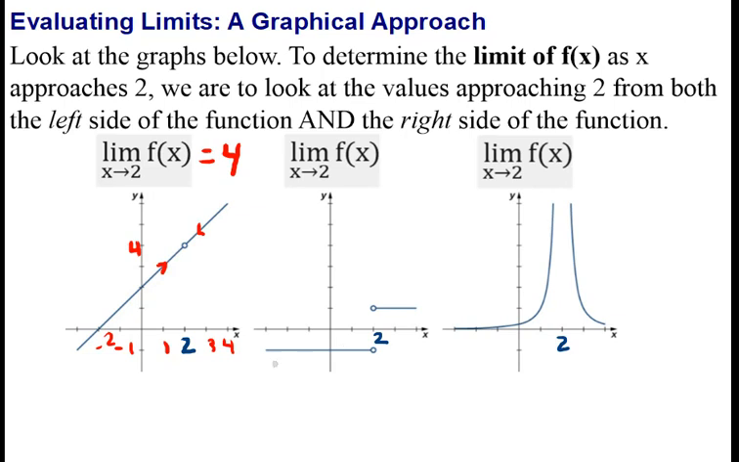Now this one, as we're coming in from the left, getting closer and closer to the value of 2, in this case, it's approaching the y value of -1 because it's just a horizontal line at -1. But when we're coming in from the right, so all the numbers bigger than 2, the closer and closer you get to 2, all of these values are approaching +1. So if they're approaching different values from the left-hand side and the right-hand side, then the limit does not exist.